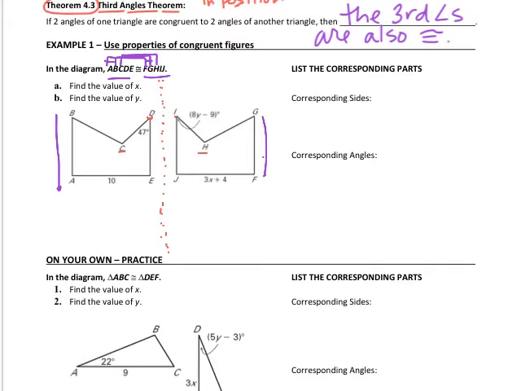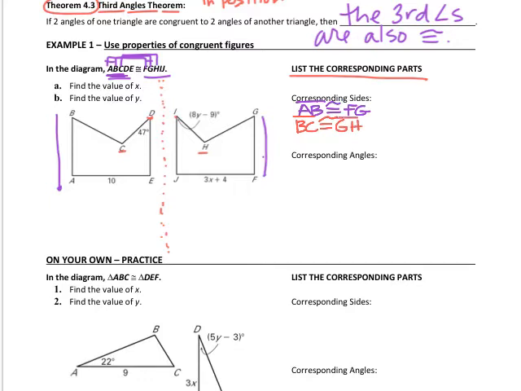All right, so it's asking us to, first of all, list the corresponding parts. So we need to list all the sides that are congruent. And as I mentioned a second ago, we know which sides are congruent based on the way that they are listed in the two names. So AB is a side that is congruent to side FG. The first two letters that we see in the names of those two figures are congruent. And then if we move to the next two letters, we would see that BC is congruent to GH.